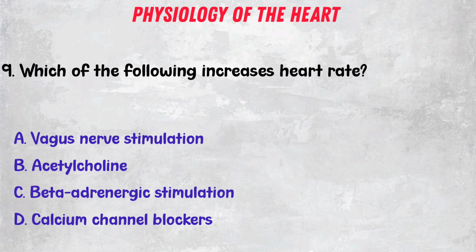Now question number 9. Which of the following increases heart rate? We have A, the vagus nerve stimulation, B, acetylcholine, C, beta adrenergic stimulation, and D, calcium channel blockers. The answer is C, which is the beta adrenergic stimulation. The beta 1 stimulation, such as epinephrine, actually increases heart rate and contractility.